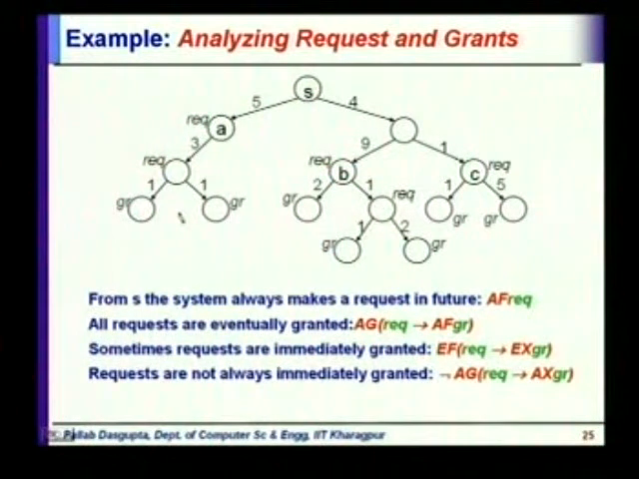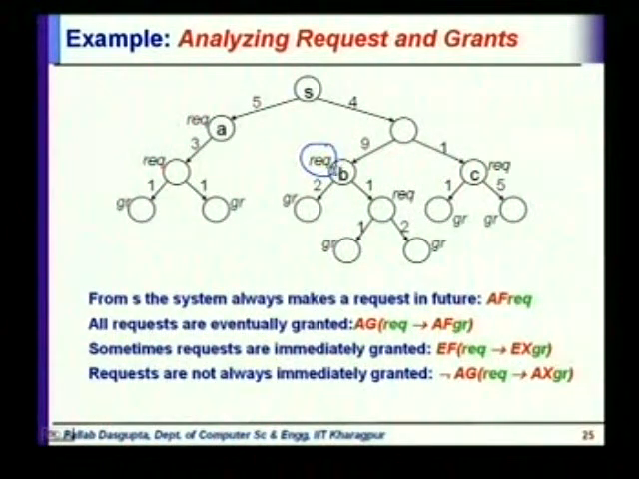Requests are not always immediately granted. So you want to check that it is not always the case that the grant comes in the next cycle, right? So you are saying that not AG request implies AXGR, right? And look at this one, this is a request, and we don't have AXGR here. So, this is a state where we have request and not AXGR.